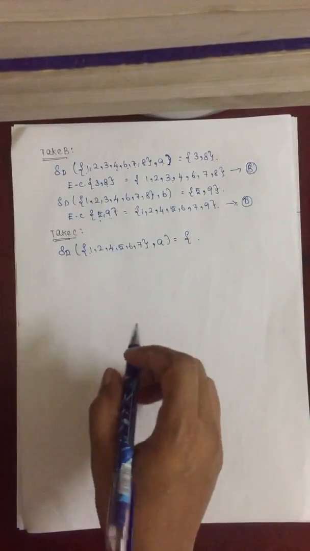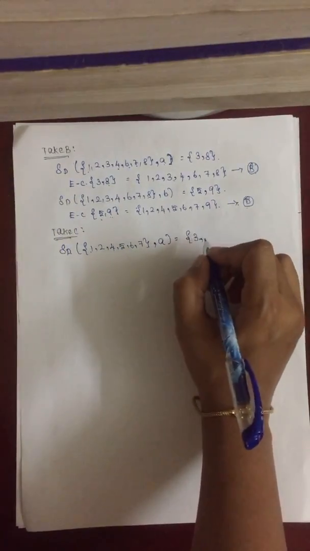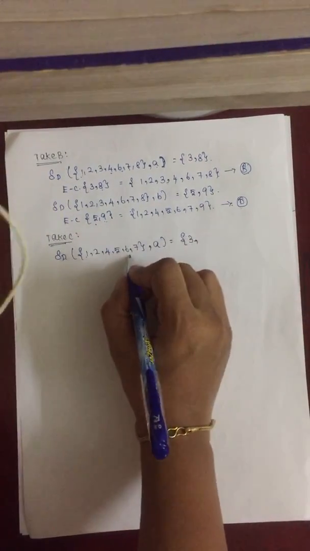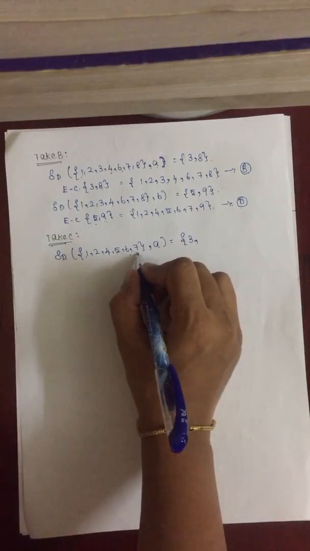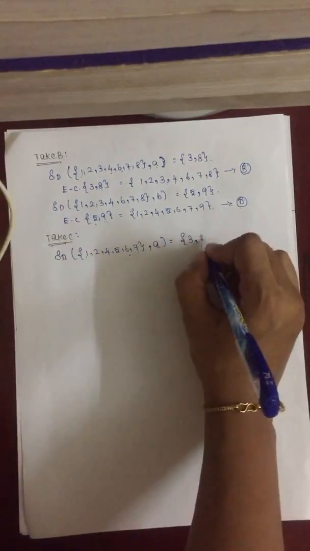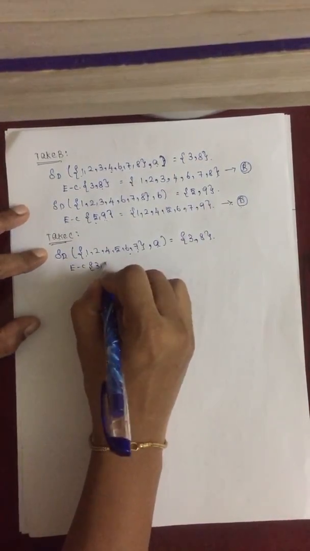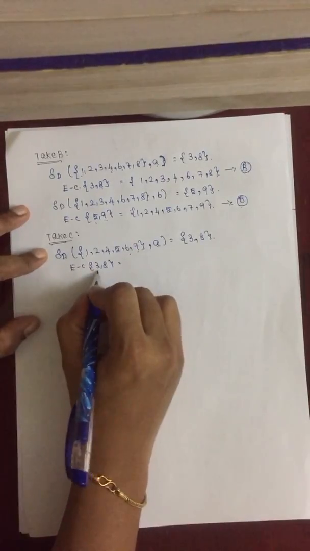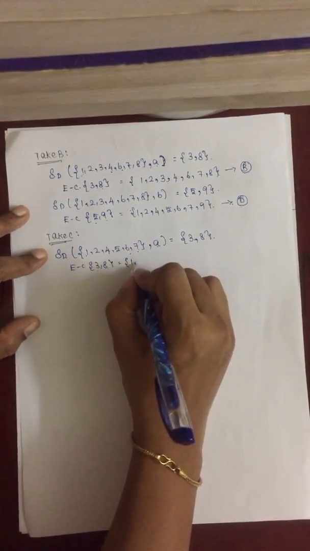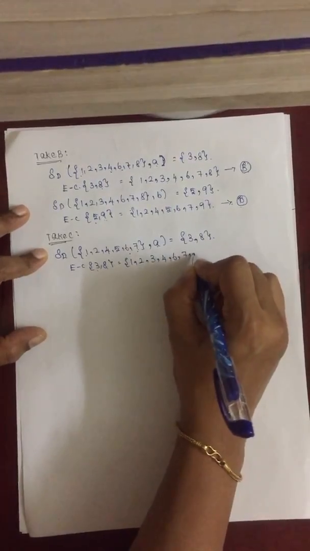So 1 with A, no transition possible. 2 with A, yes it is possible, it is going to the state 3. Then again 5 with A, not possible. 6 with A also there is no transition available. 7 with A, yes it is possible. So from the 7 with input symbol A, it is going to the state 8, right? Take E closure for 3 and 8. As usual, you combine E closure of 3 as well as E closure of 8, right? So if you combine, you will be getting 1, 2, 3, 4, 6, 7 and 8.